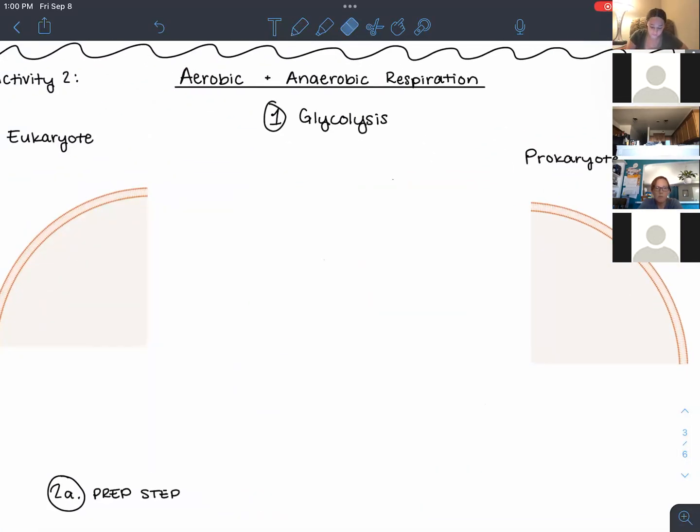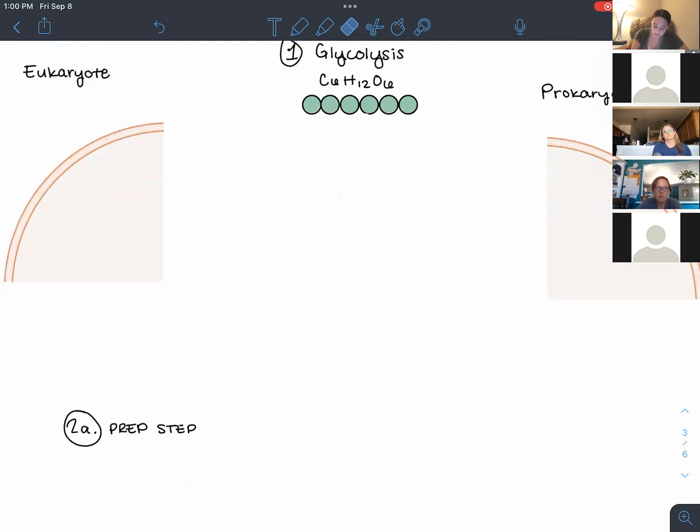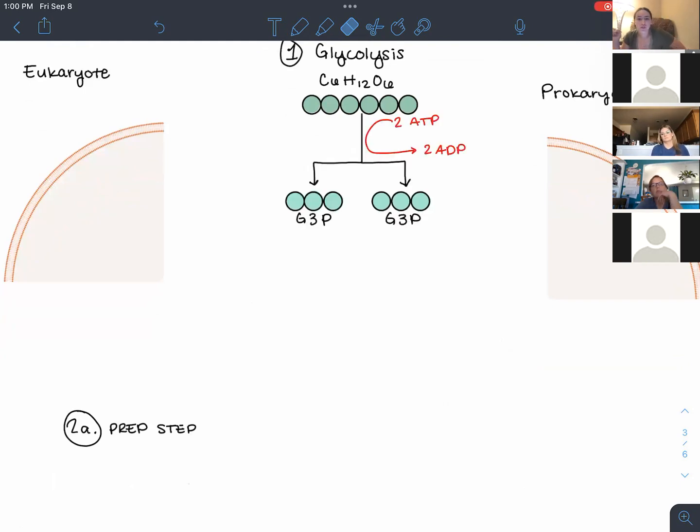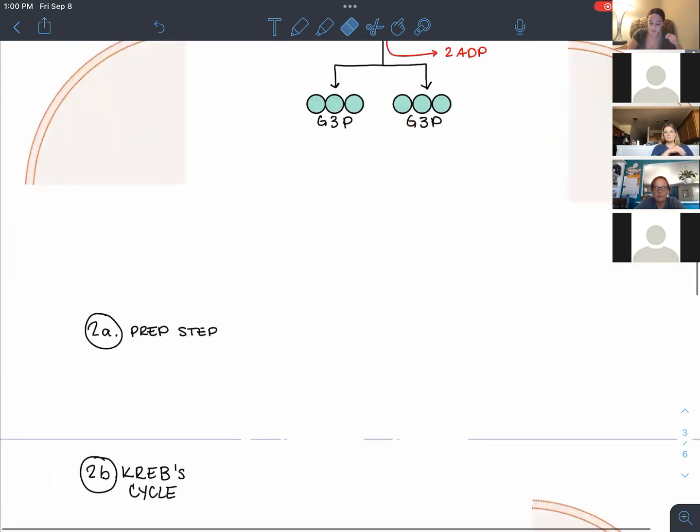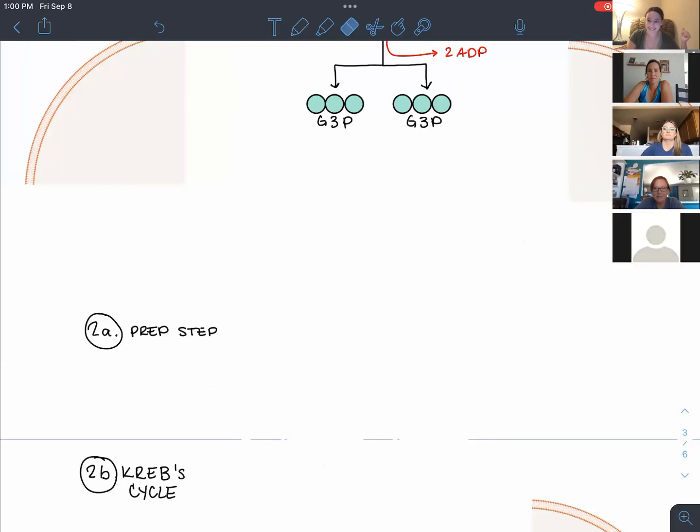What does it start with? Glucose. Okay. And remember, any form of cellular respiration starts with glycolysis. So we have our glucose and we're going to break it, and to do so we need to use how many ATP? 2. So we're going to break it into G3P. What are we going to convert G3P into? Pyruvate. Yes.